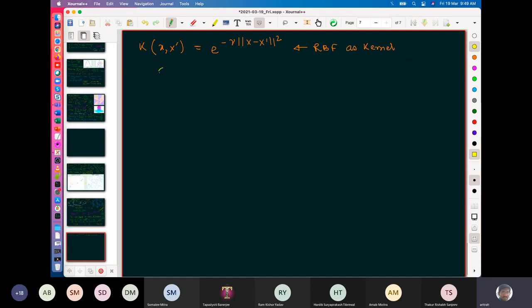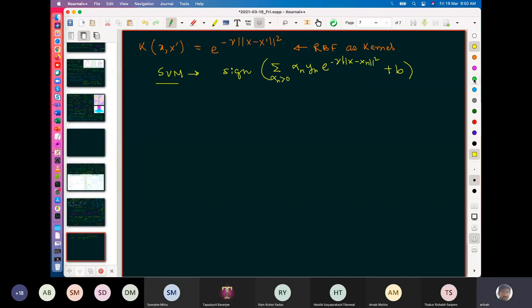Then your SVM equation will boil down to the sign of the sum over alpha n greater than 0, that is your support vectors. Only the support vectors have alpha n greater than 0. This is your kernel part, e to the power minus gamma times x minus xn squared, plus this is your bias. So that is for your SVM.